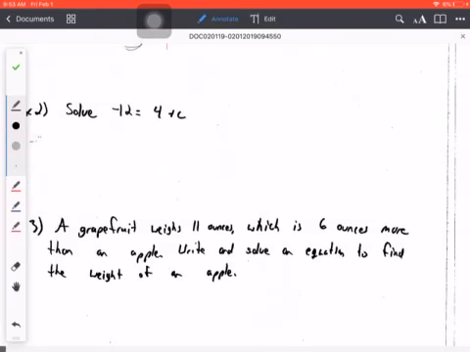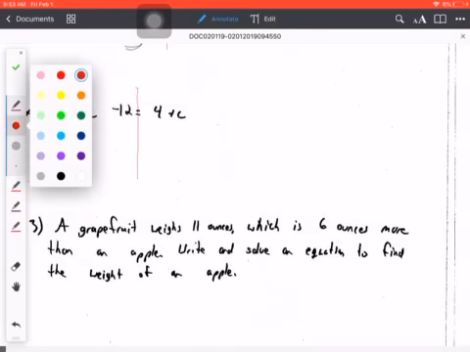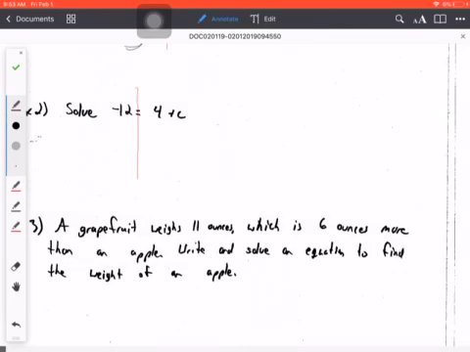If we look at example 2 here now, it says solve negative 12 equals 4 plus c. So again, I'm going to draw a line right down the middle. I want to get this c all by itself. So what I have to do is I have to get rid of the 4. Now here's where the tricky part comes in. This 4 is really being added. So in order to undo that, I have to subtract 4. And whatever shows up on one side has to go on the other side as well.